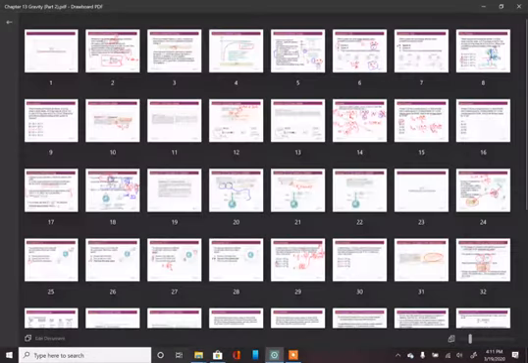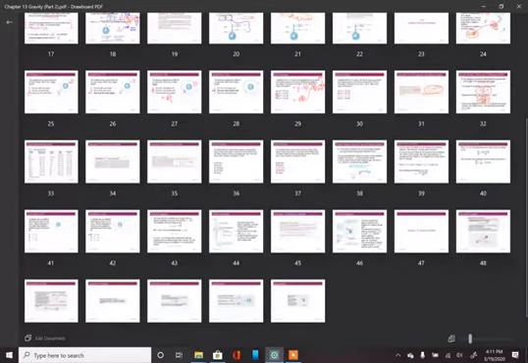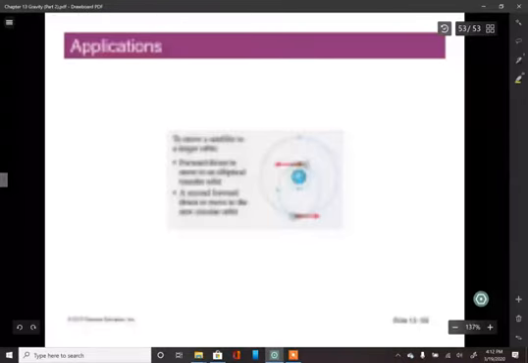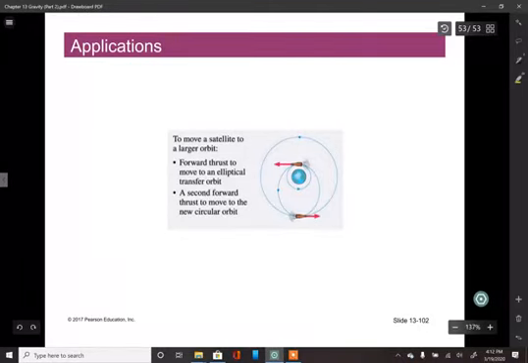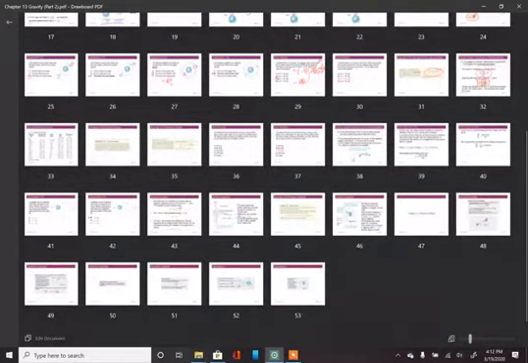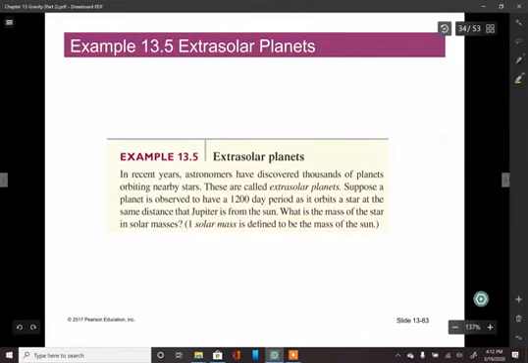Visible slides again. And so that's really where Kepler's third law comes from, right? There's a mathematical proof using Newton's laws that shows that must be true. So here's an example then of using that. We have a period for an extrasolar planet, and we have the distance that we orbit at, and you want to find the mass of that star that's being orbited.